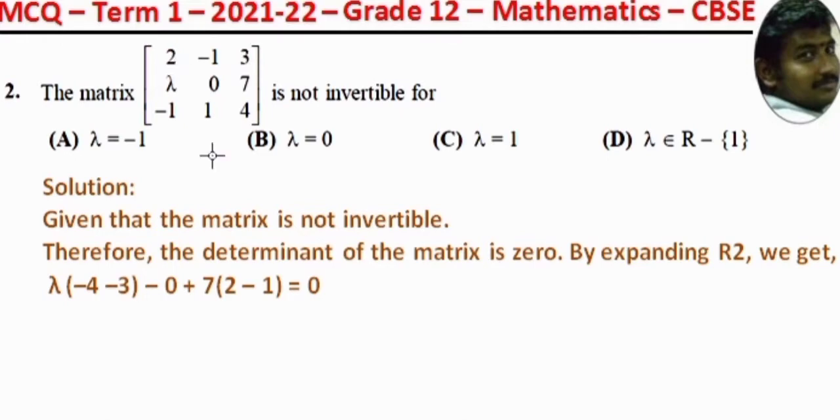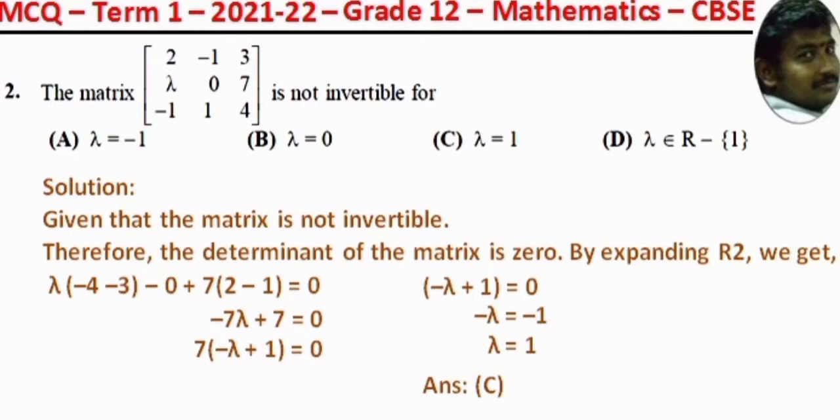Then what will we get? 2 into 1, 2. Then minus 1 into 1 plus 1. According to the formula, here we have to write the negative sign. So when you simplify this, what will happen? Minus 4 into minus 3, minus 7 lambda. Here 2 minus 1, 1, into 7, 7. Then we can take 7 commonly out. If you take 7 commonly, what will we get? Minus lambda plus 1. Transposing 7 to the other side of the equal symbol, minus lambda plus 1 equal to 0.